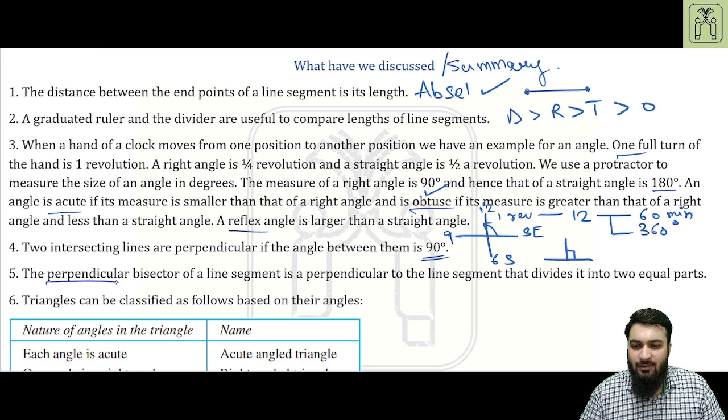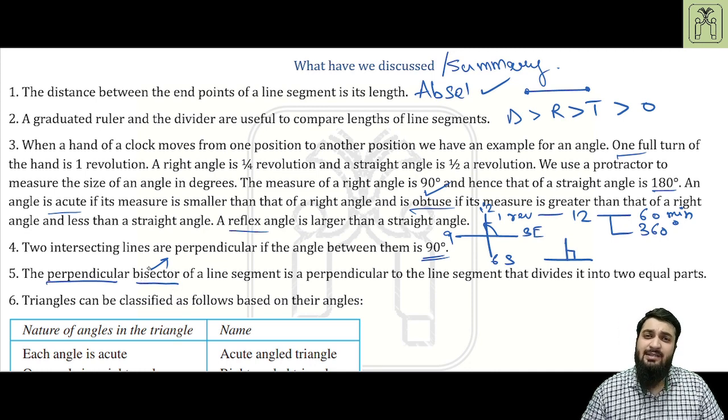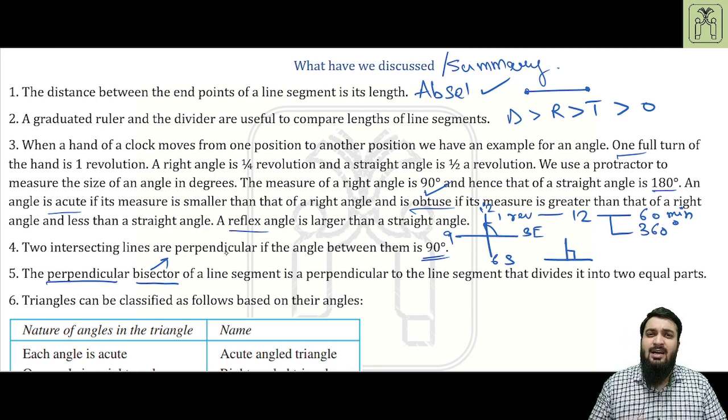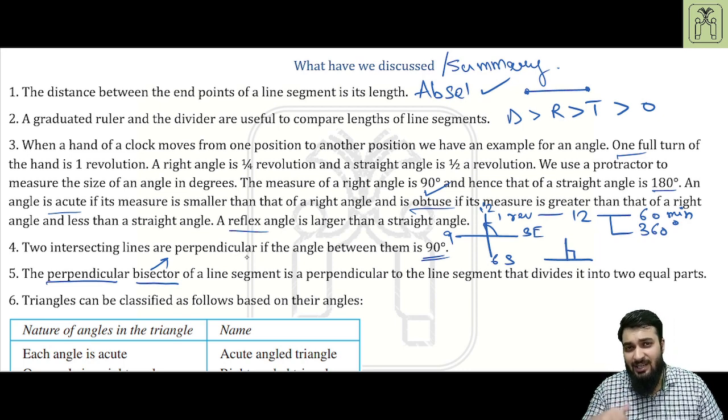We have used two keywords, perpendicular and bisector. Bisector means any line, line segment or ray that divides a line segment into two equal parts. However, the word perpendicular means that any line, line segment or ray which intersects or crosses a line segment is making 90 degrees with that line or line segment or ray.